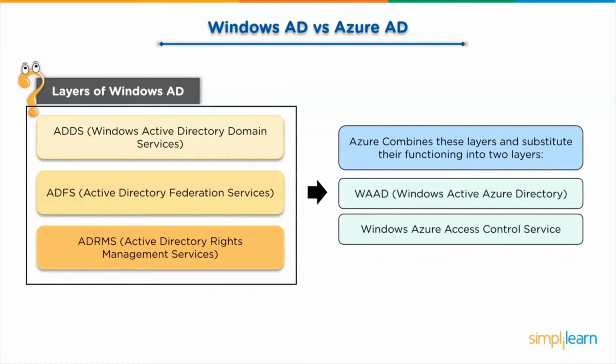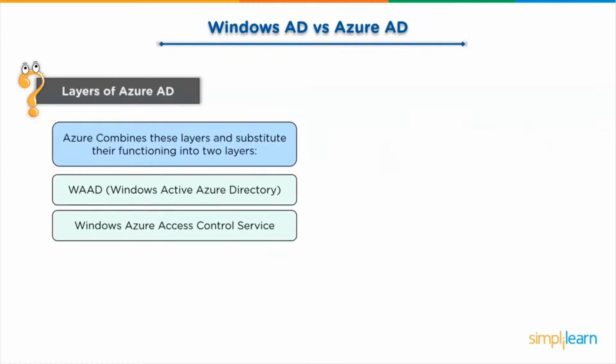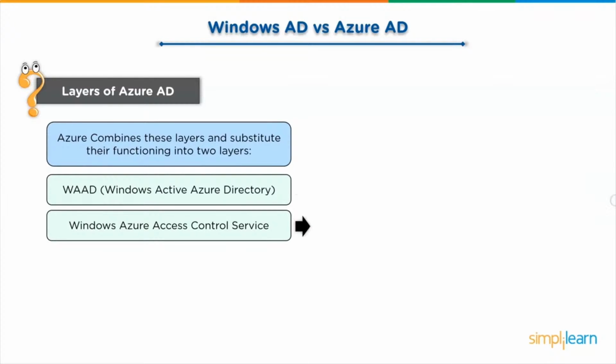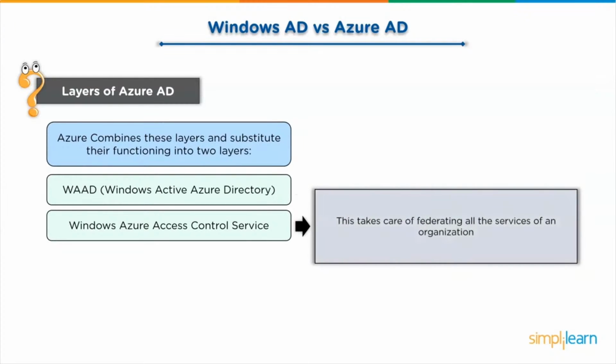Azure AD combines these layers into two layers, WAAD, Windows Azure Active Directory, and Windows Azure Access Control Service. Windows Azure Active Directory combines all the problems revolving around identity management. And Windows Azure Access Control Service takes care of federating all the services of an organization.